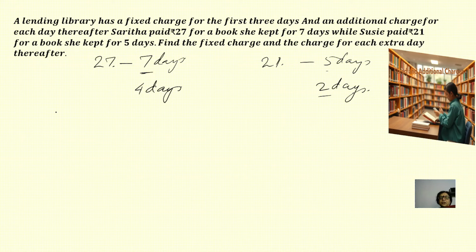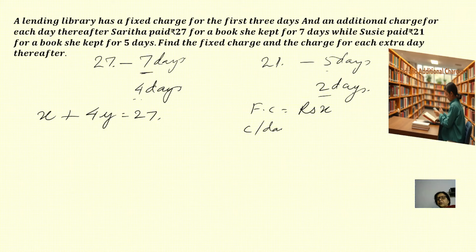So let us take the fixed charge as rupees x. In the first case, the fixed charge is x and the charge per day, supposing it is y. Let us assume that the fixed charge is rupees x and the charge per day is rupees y. So with the help of this, we can get the first equation, x plus 4y, because here she is left with 4 more days to be paid. So 4 into y, that is x plus 4y is equal to 27. In the second case, the same becomes x plus 2y is equal to 21.